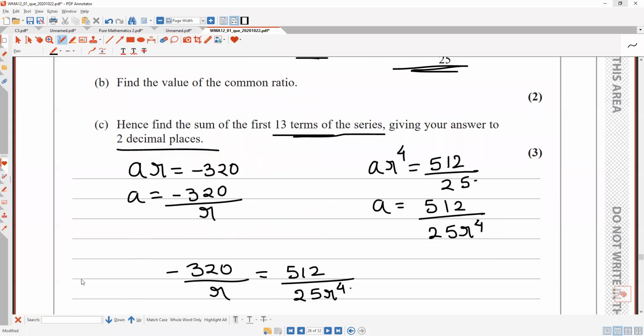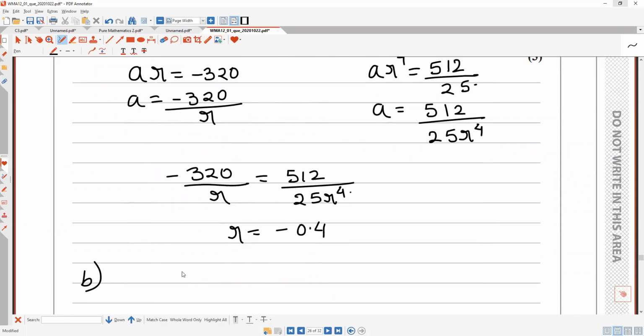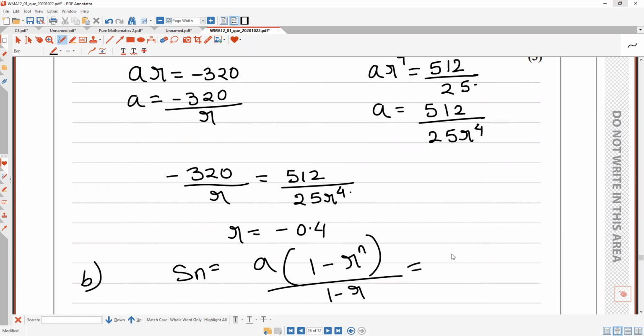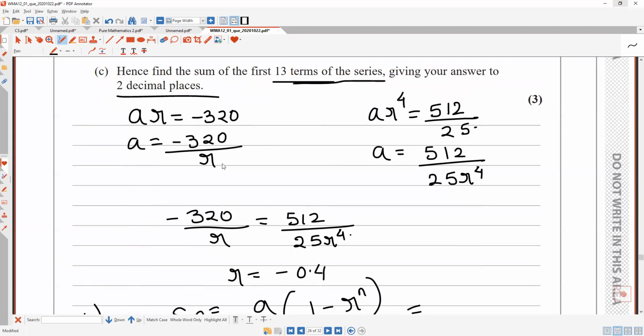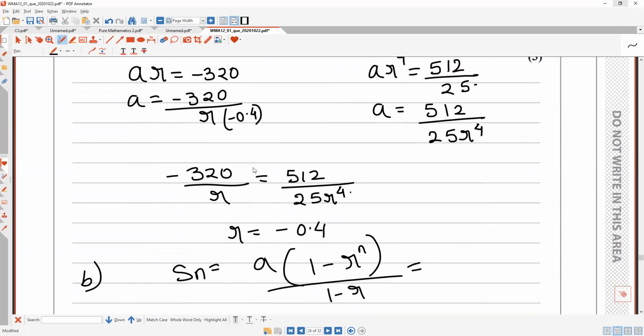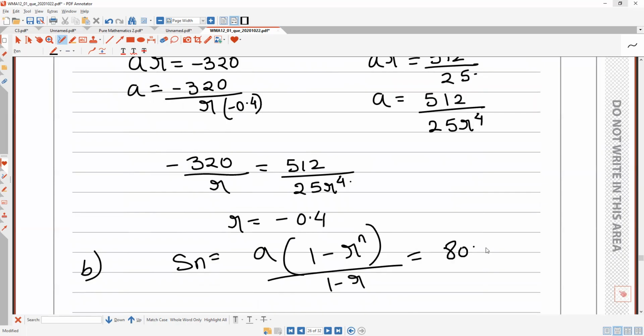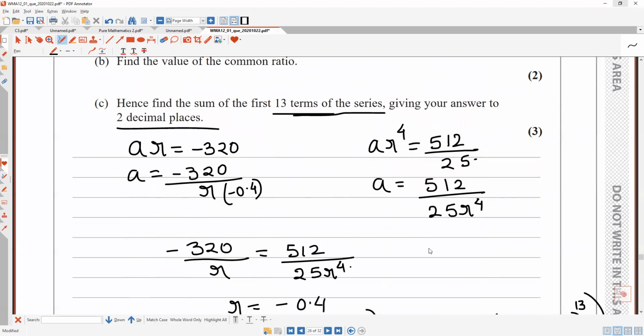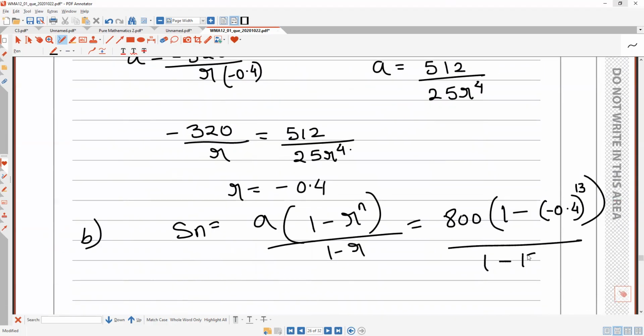So in part B, what do you have? You have 13 terms. Which formula of the sum are you using? a, open bracket, 1 minus r raised to n, divided by 1 minus r. What is Sn? They did not give it. What was the first value? a is possible. Just substitute r with minus 0.4. What is the a you are getting? 800. So 800, open bracket, 1 minus r raised to n, that is minus 0.4 raised to 13, because there are 13 terms, divided by 1 minus, oh sorry, minus of minus 0.4. What is the answer everybody is getting? Sn?